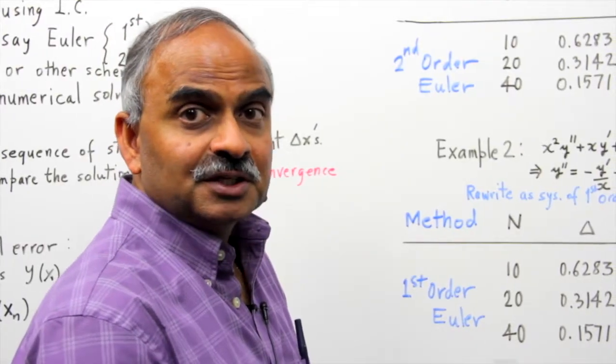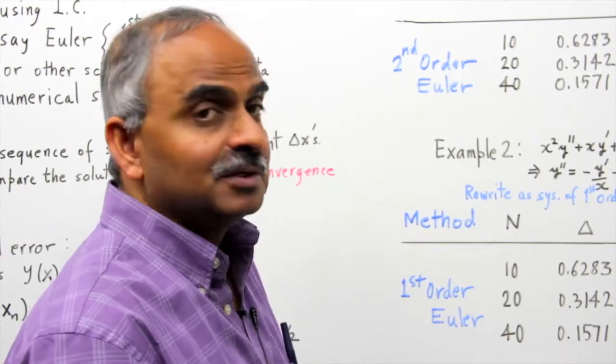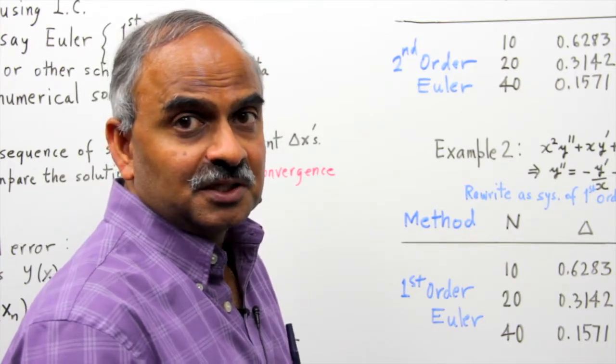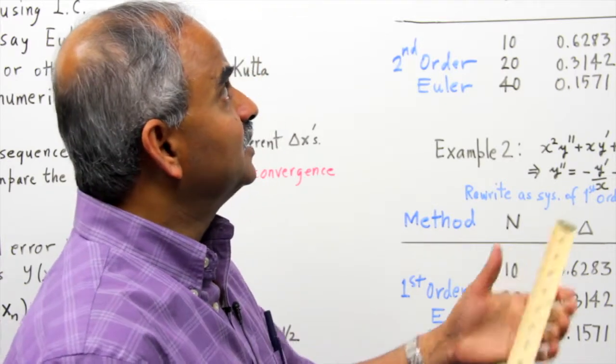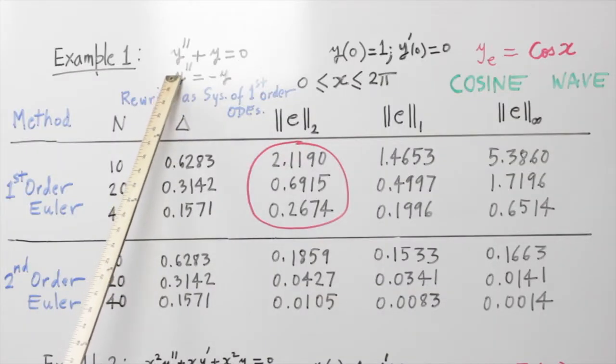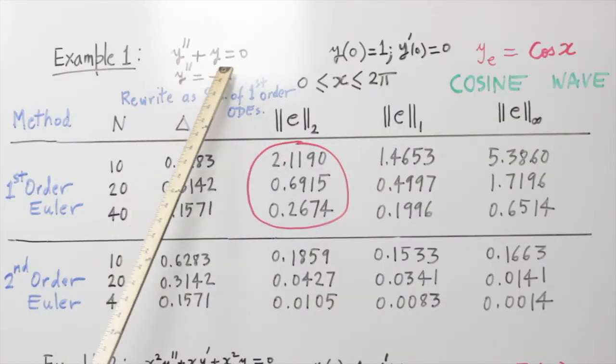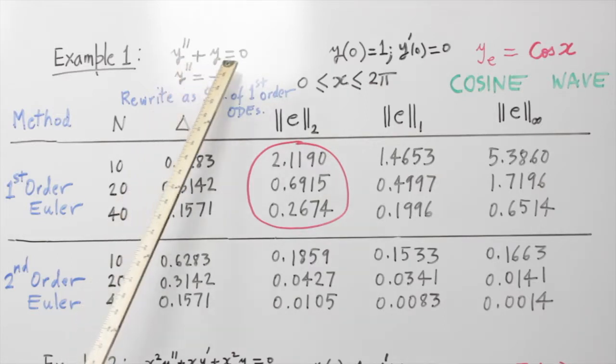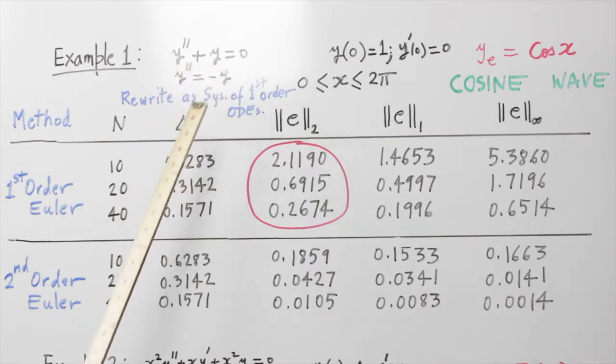So let's look at an example, and this is a very simple example. You can think about the simplest possible second order differential equation that is familiar to you, and that's the equation that we have written up here, y double prime plus y equals 0, and we know that the two linearly independent solutions to this homogeneous differential equation are the sine and cosine functions.